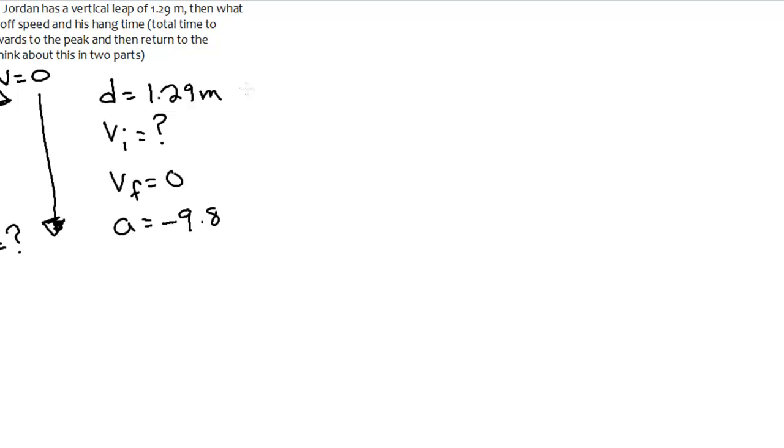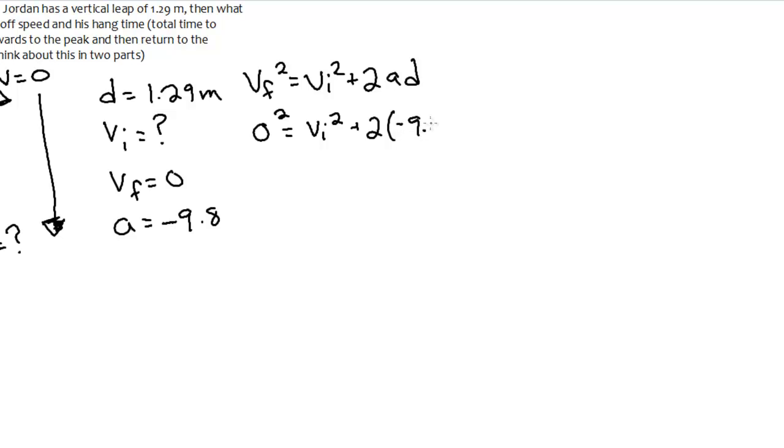So which equation deals with these four variables? That's going to be our VF squared equals VI squared plus 2AD. All right, our VF squared, we know that's going to be 0. Our VI squared, that's unknown. We put the squared there anyway. Times 2 times A, which is negative 9.8. And times D, which is that 1.29.